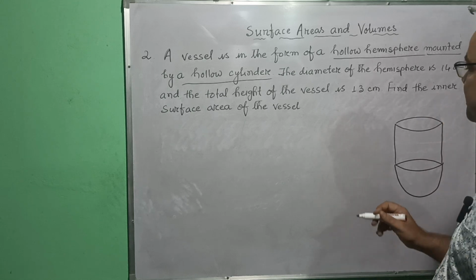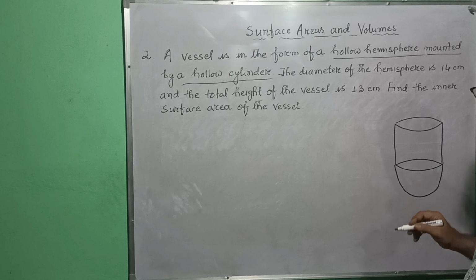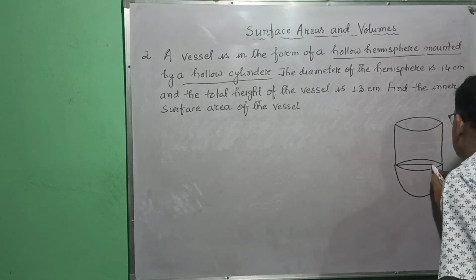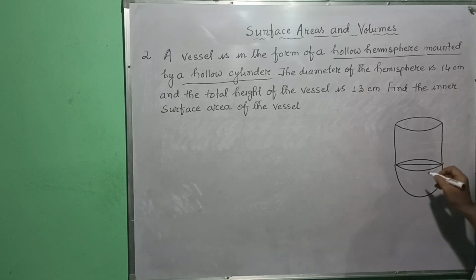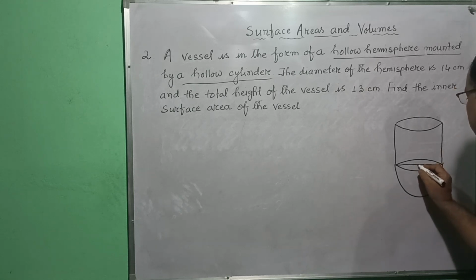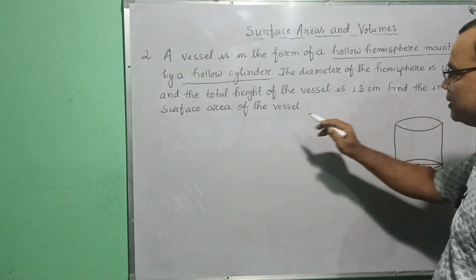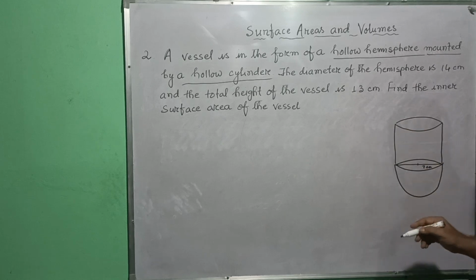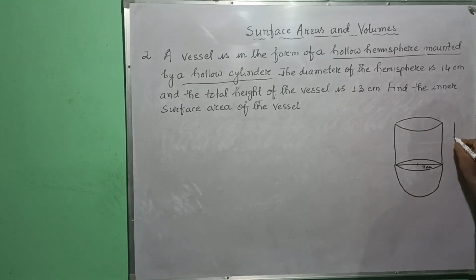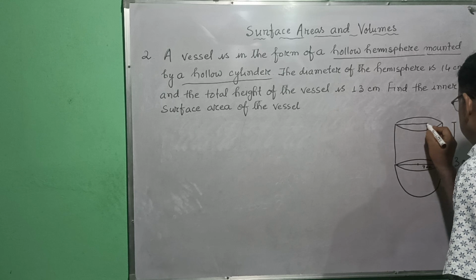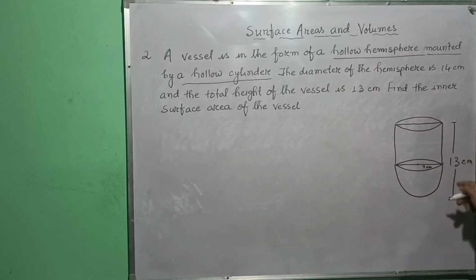Now what are the dimensions given? The diameter of the hemisphere. Which one is the diameter? This is the diameter. So diameter is given 14 centimeter. So we'll get the radius. So radius is 7 centimeter. Another is given, the total height of the vessel is 13 centimeter. From here it is 13 centimeter up to this, meaning the total height of the vessel is 13 centimeter.